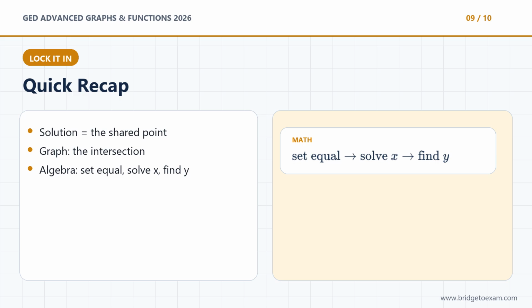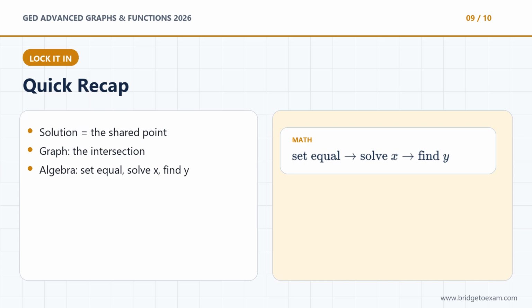Let's lock it in. A system is two lines, and the solution is the point they share. On a graph, that is the intersection. With algebra, set the y expressions equal, solve for x, then substitute to find y. Always write both coordinates and check them in both equations.